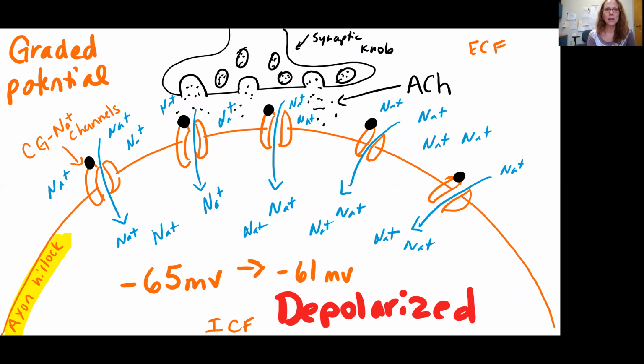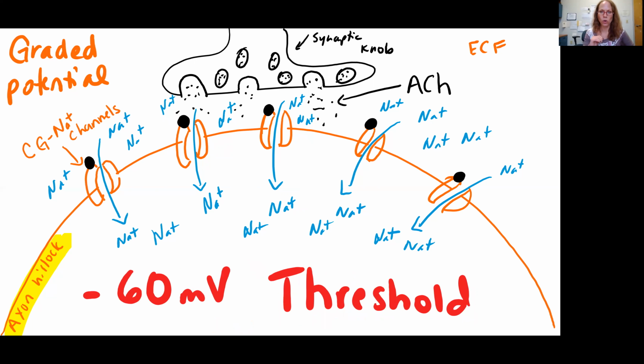Then we see a graded potential, the release of acetylcholine neurotransmitter from a synaptic knob. ACh binds to those chemically gated sodium channels, giving us our initial movement of sodium into the cell. This is our graded potential. So now we're depolarizing the cell.